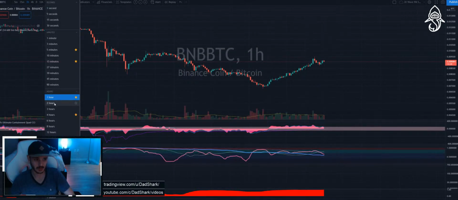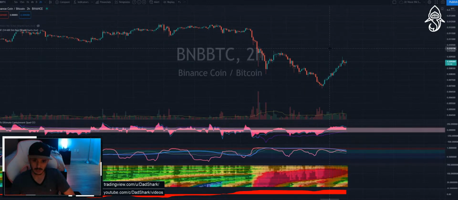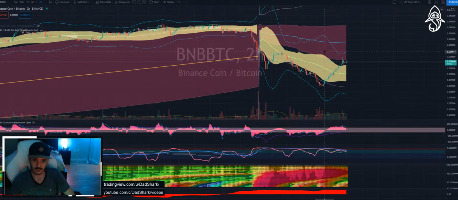We're up to the 2-hour. Very clean. Again, directly on the pivot. So right here, make or break. If you want to short this, you have a very good profit ratio, or you just put a stop loss above the current swing high.